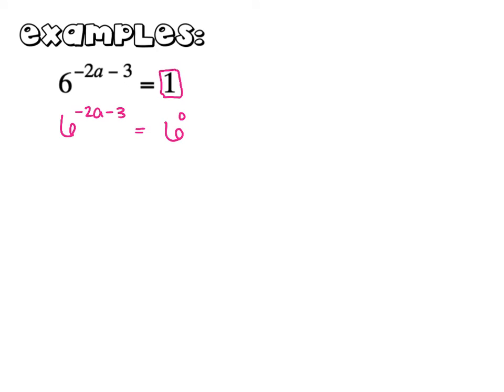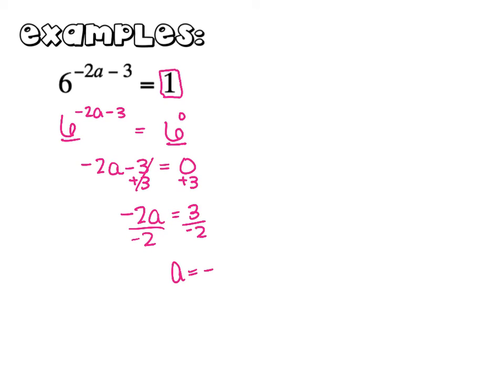So the list of powers that we had from when we were looking at radicals might be something to pull out again. Right? Once I rewrite that as 6 to the 0 power, now I know that negative 2a minus 3 has to equal 0 because the 6's are the same, so the exponents have to be the same also. And if I add 3 to both sides, I get negative 2a equals 3. And when I divide by negative 2, a is negative 3/2.